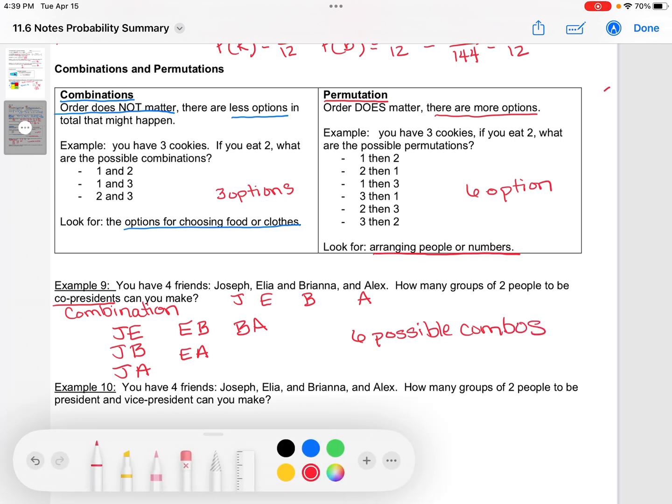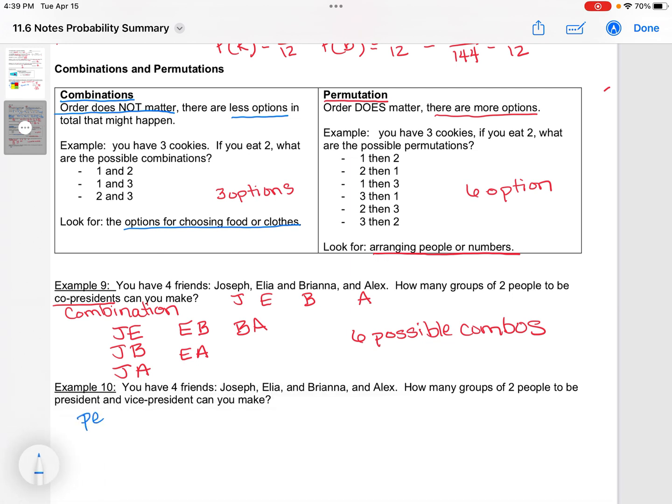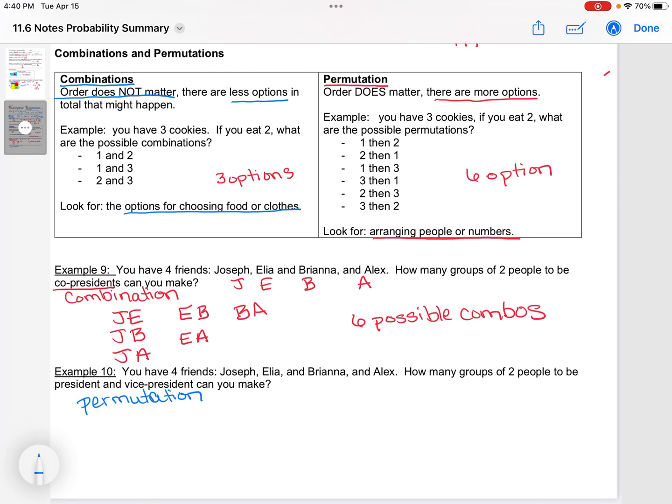Okay, and then I tried to make this one a little bit different, which is going to be permutations. Because order matters, I have the one person president and one person vice president. So if I have Joseph and Elia, I'm assuming he's president, she's vice president. I also have to have Elia and Joseph, because now she's president, he's vice president. So I have Joseph and Brianna, Joseph and Alex. So all those have Joseph as the president. If Elia is the president, then there's 3 possible ways they can do president, vice president.